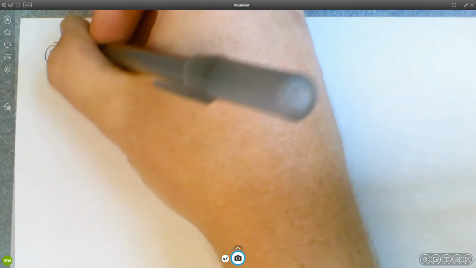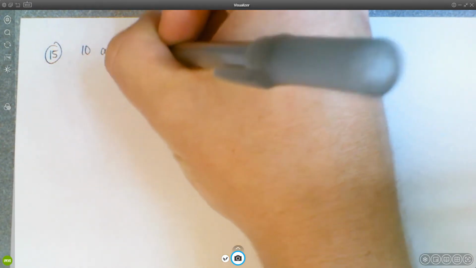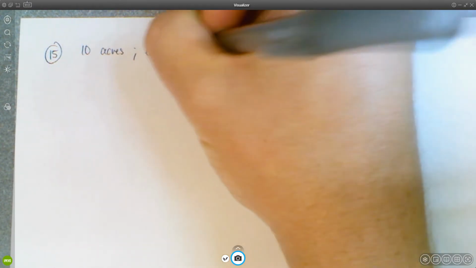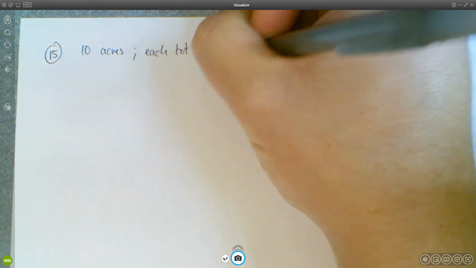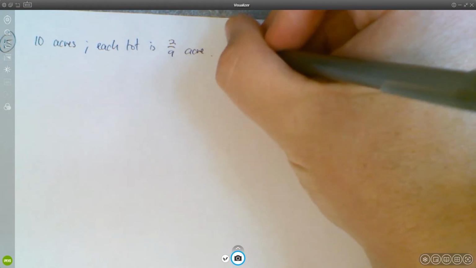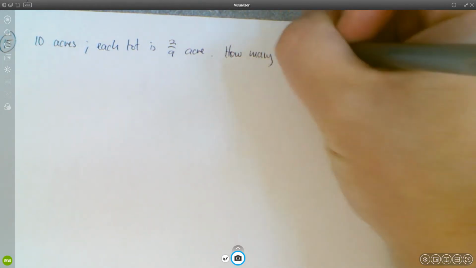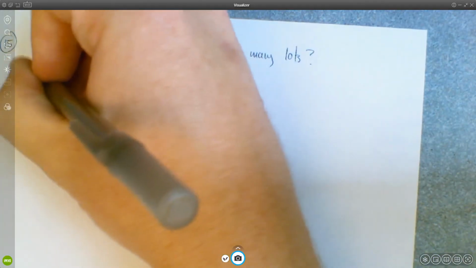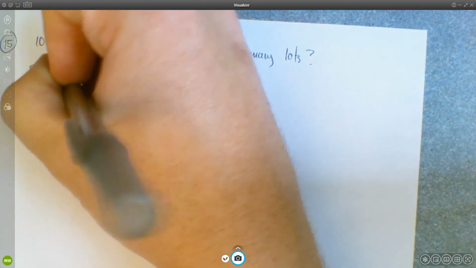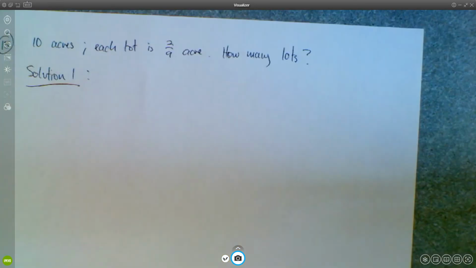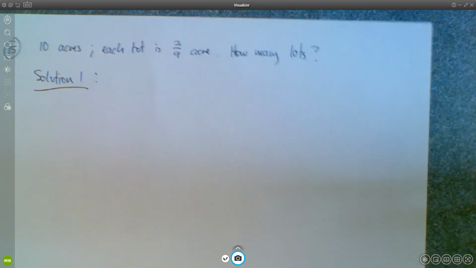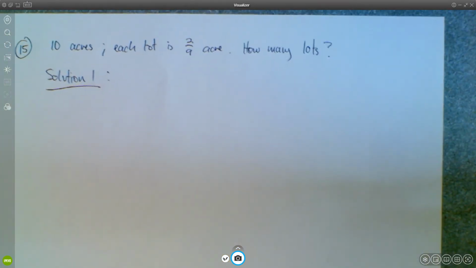So there are 10 acres, and each lot is 2/9 of an acre, and the question is how many lots? So here's one solution. So one way to solve this problem is to start off by solving an easier problem.